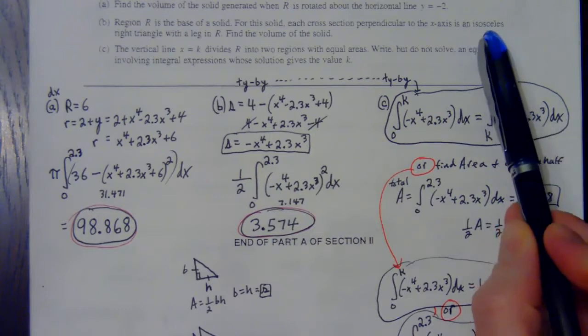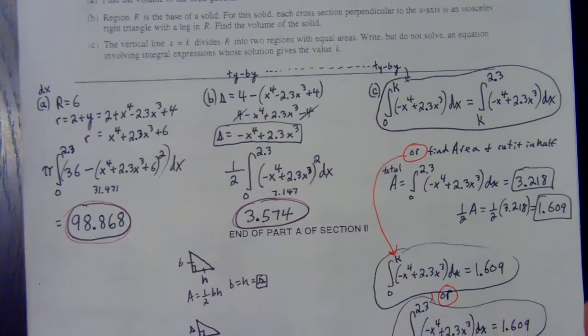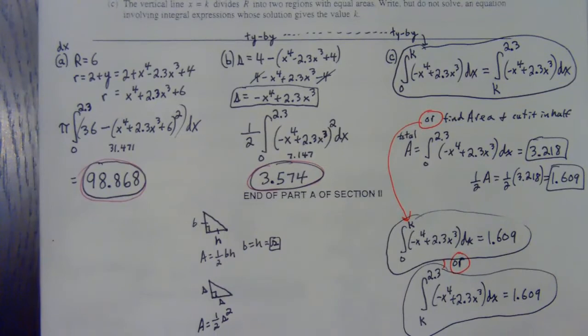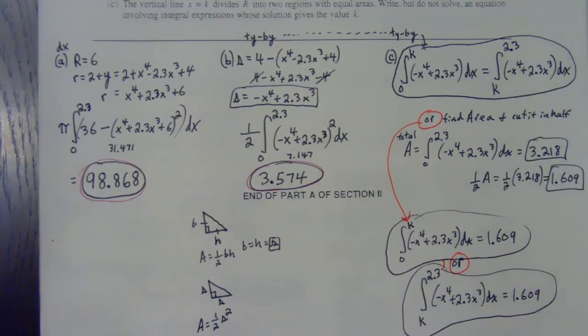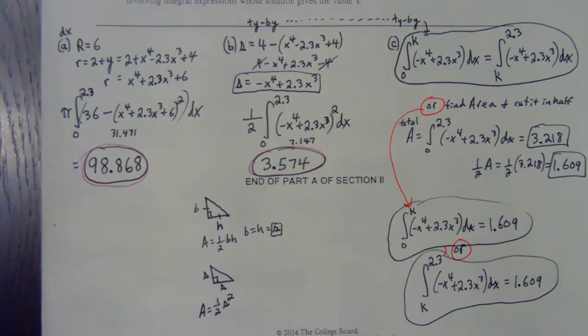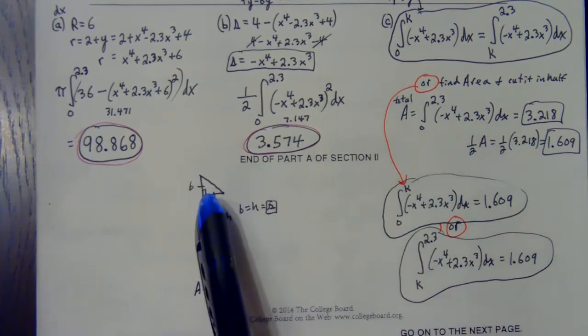But isosceles right triangle, I remember the year that my students took this. Some of them walked out of there a little confused on that. Some of them were using that radical 3 over 4 s squared formula. That's only for an equilateral triangle. So isosceles means 2 sides are the same, and it's a right triangle.